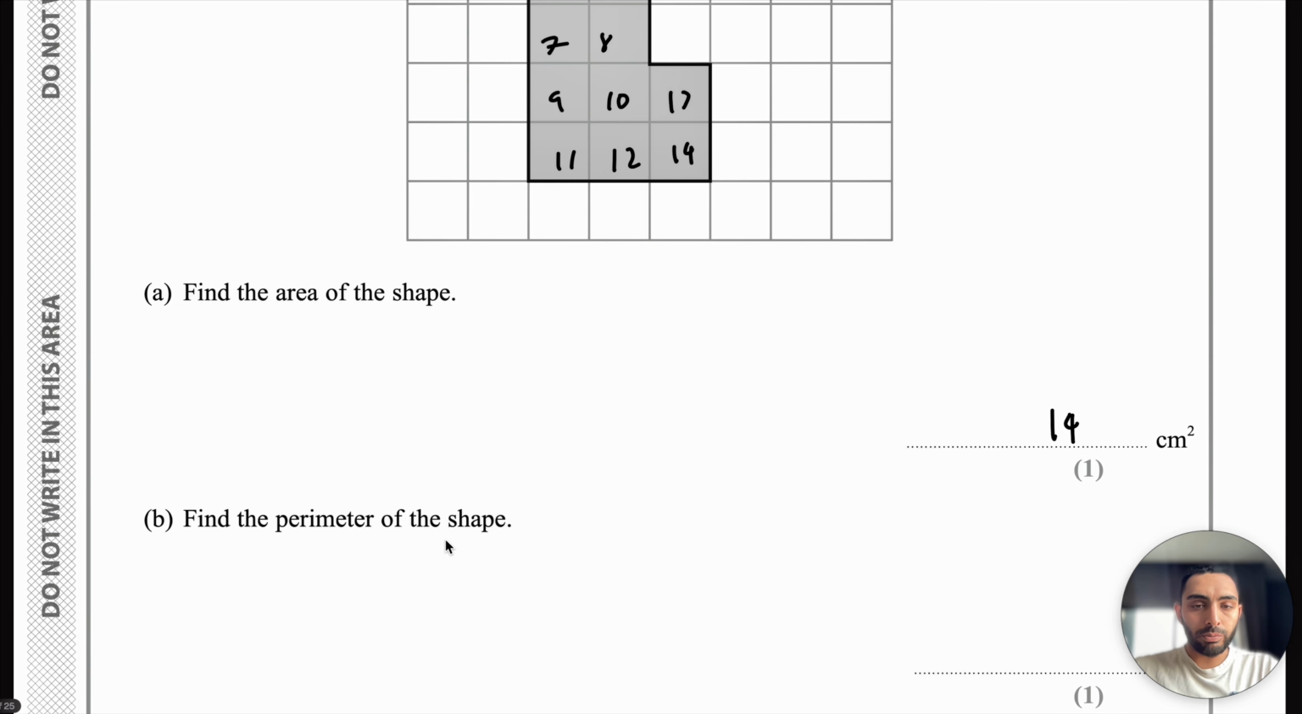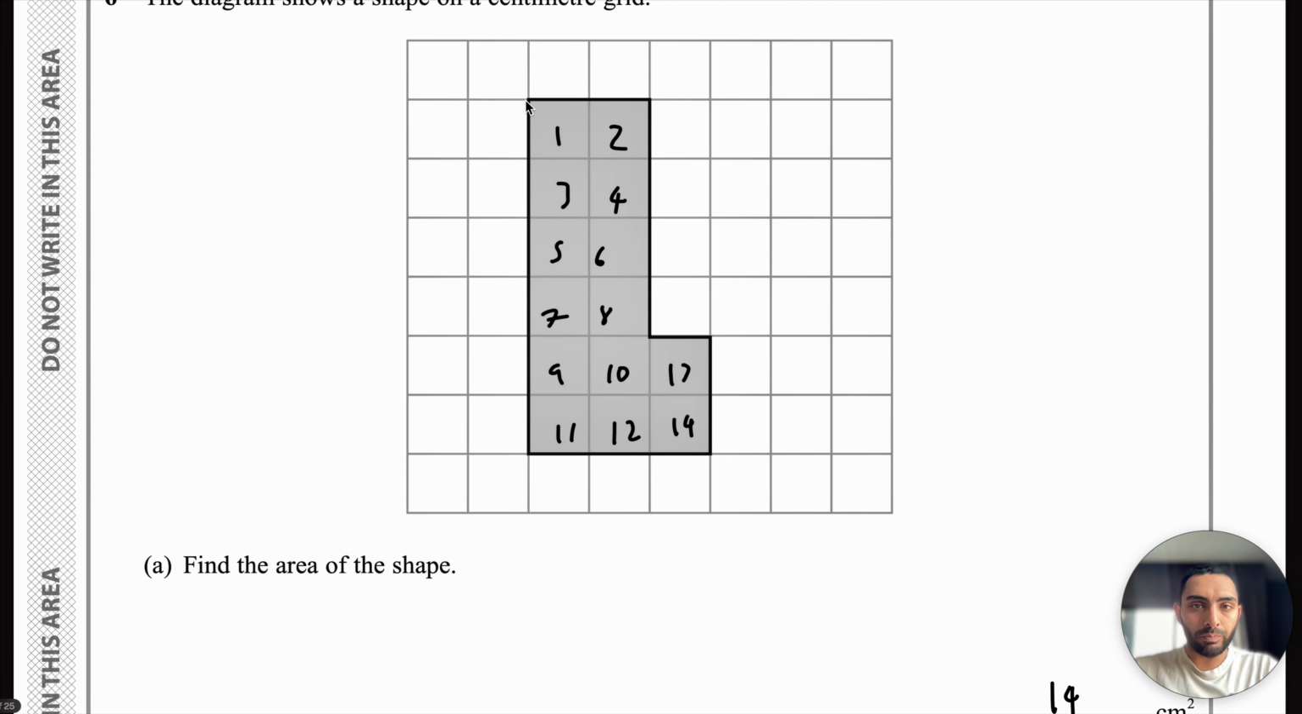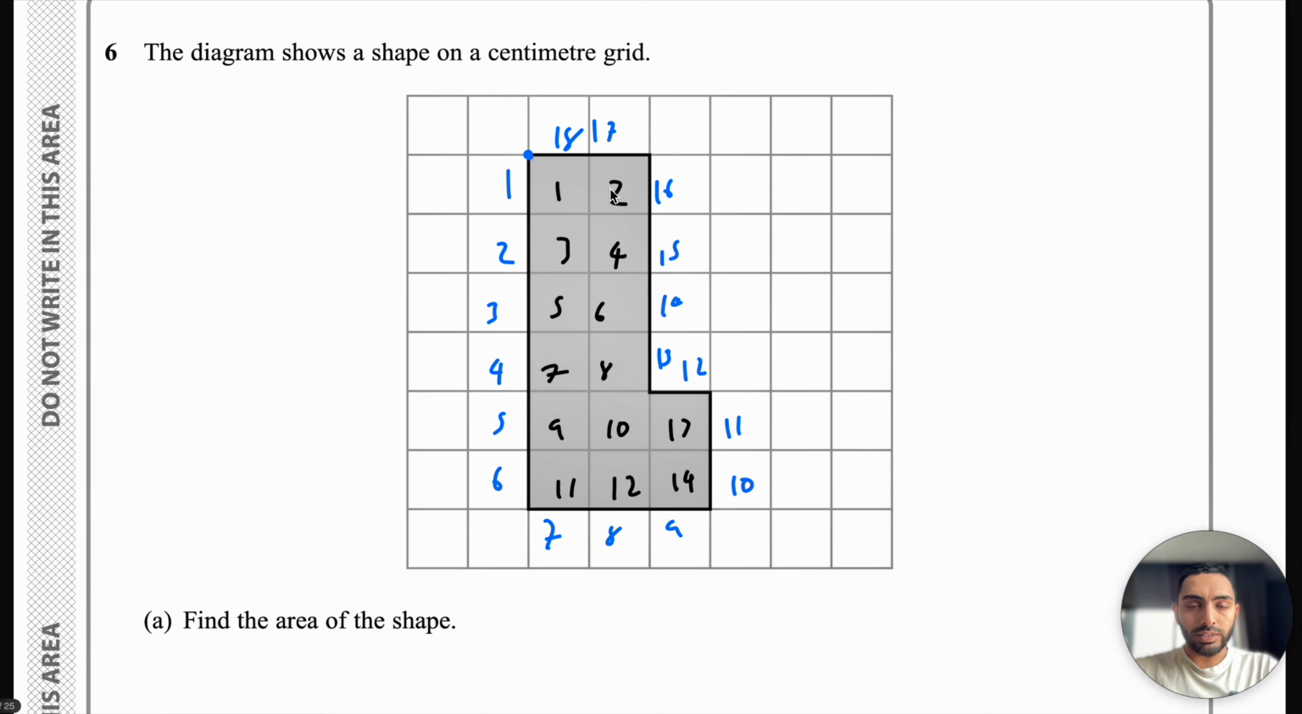Part B, find the perimeter of the shape. What does perimeter mean? It just means the length around the outside of the shape. So I'm going to start from this point, and I'm going to count each square along. So that's 1, 2, 3, 4, 5, 6, 7, 8, 9, 10, 11, 12, 13, 14, 15, 16, 17, and 18. So that's 18 centimeters.